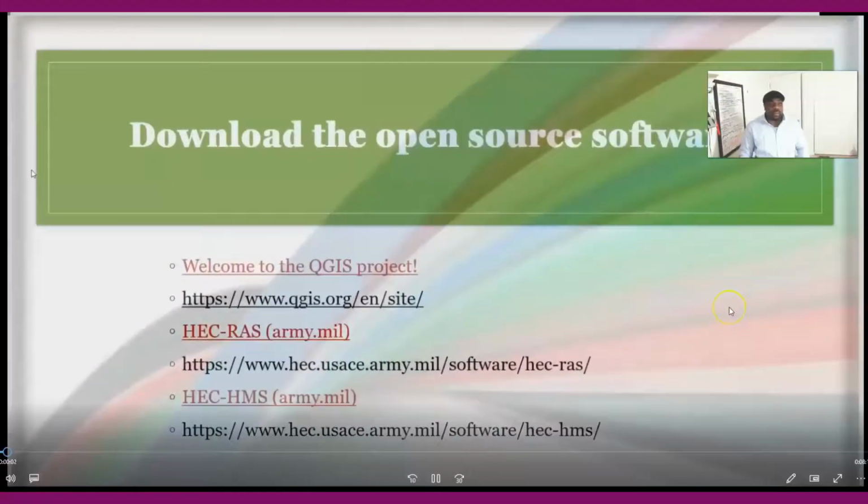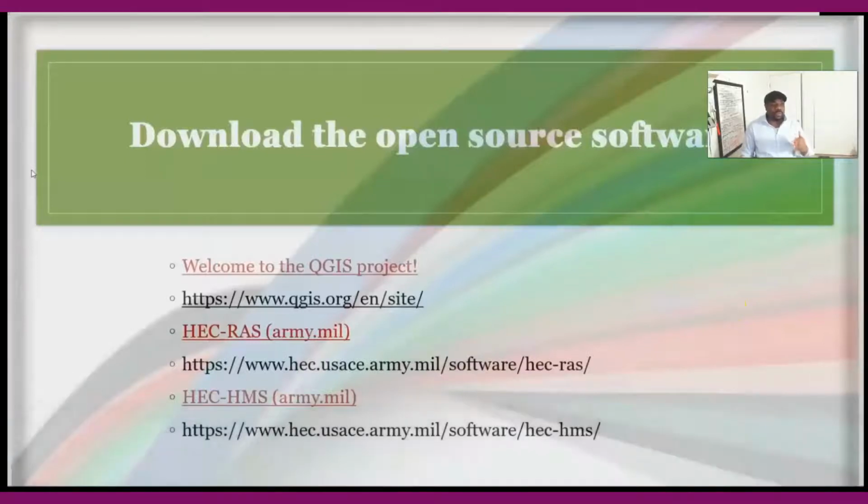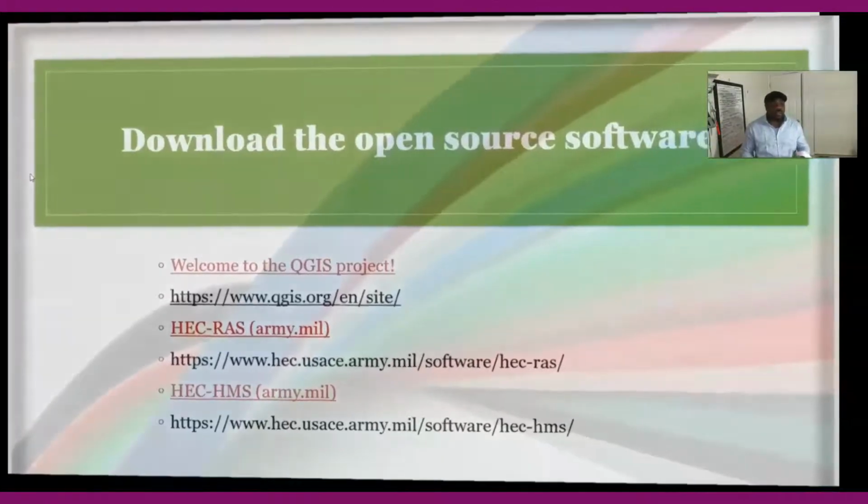Okay, my friend. So what we're going to do, we're going to go to this website to download the open source software. So these are the three software we're going to use: QGIS, HEC-RAS, and HEC-HMS. This is open source software. We're going to use it. And after we download this software, we're going to learn how to use it.